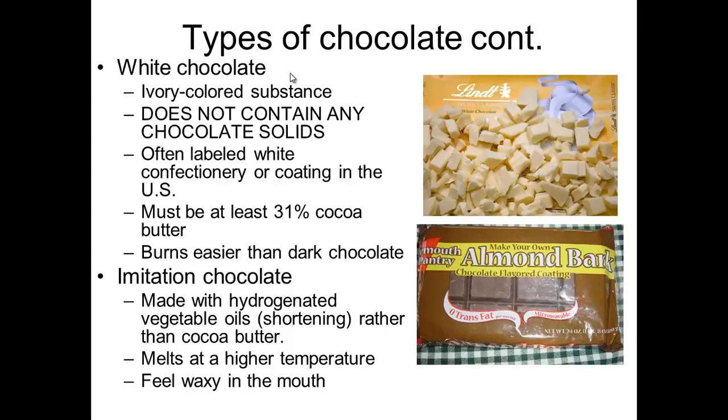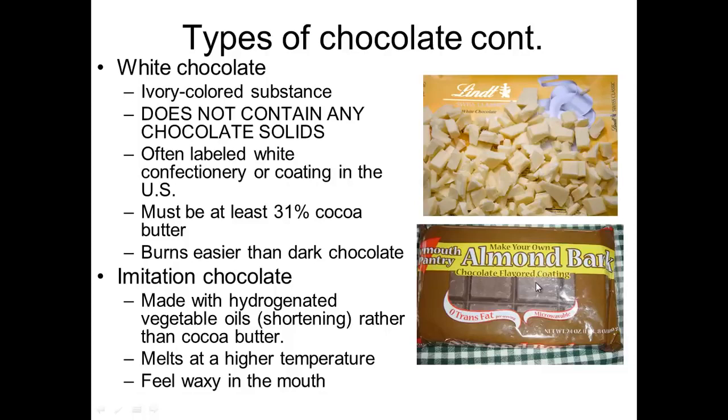It does have cocoa butter in it, but it doesn't have any chocolate solids, okay? It burns very easy, and the reason why is because it's fake. It doesn't have that naturalness like real chocolate does. So when you're melting your white chocolate, you usually want to add something like shortening or the paraffin wax, and that's just going to help smooth it out and helps it melt a little bit easier, smoother.